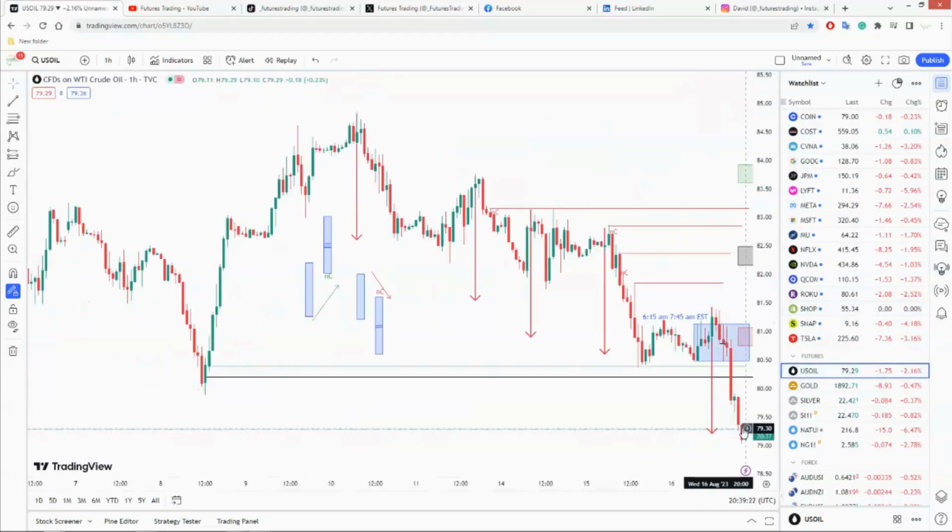So for crude oil, already made that distance. It's not to say that you can't get more out of this, but there's a chance that they may lift up.